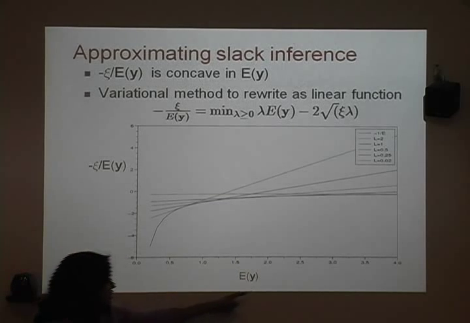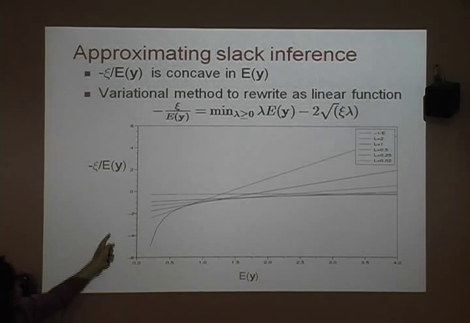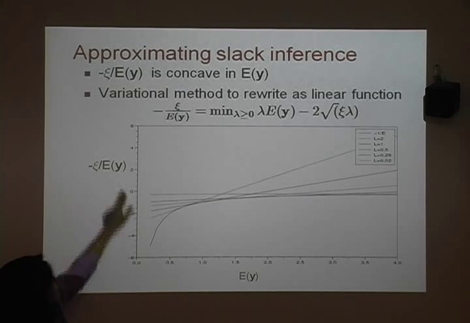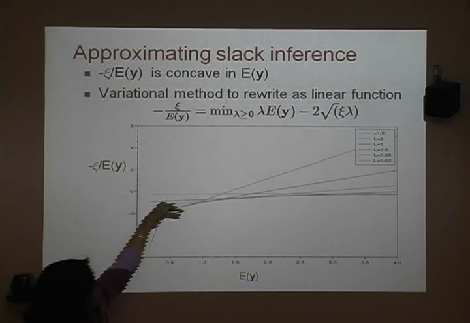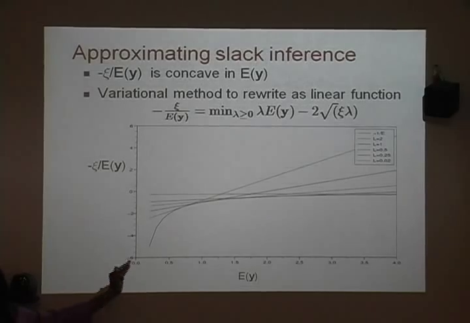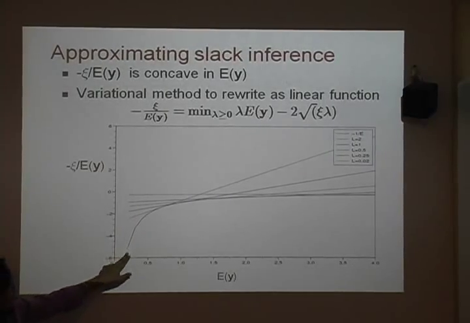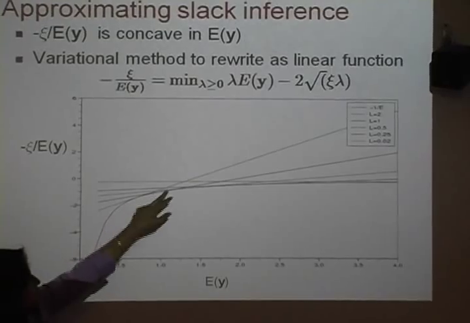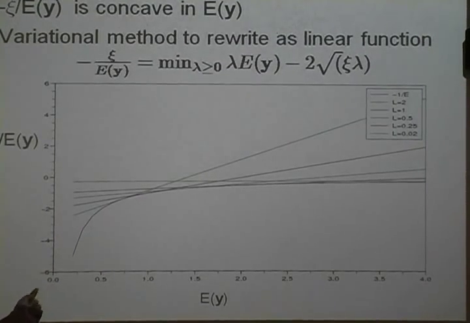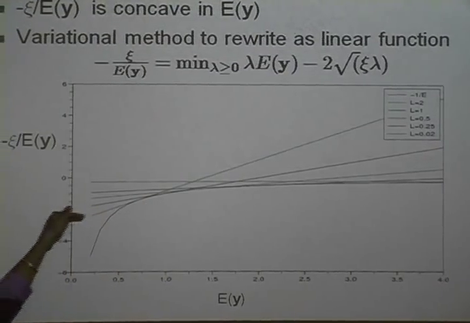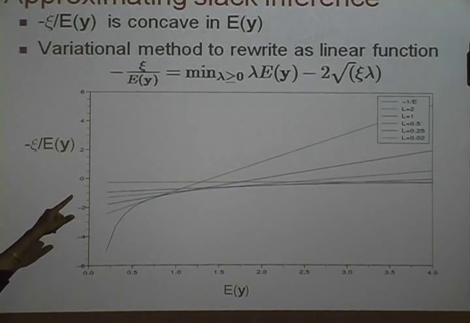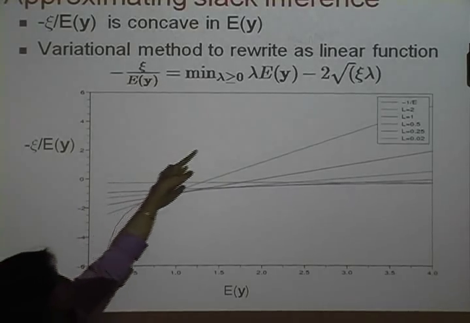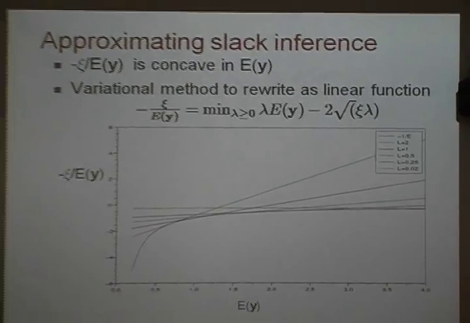On the x-axis here, I am plotting error of y. On the y-axis is our difficult function, which is minus of the inverse of the error function. And this blue line is what we are trying to approximate. So this is a concave function, as you can see. Instead of trying to find the best y based on this concave function, we will approximate this concave function by a collection of lines derived from choosing different values of lambda for this right-hand side function.